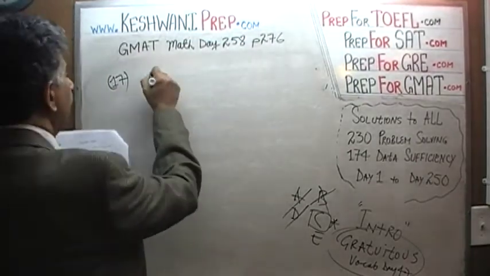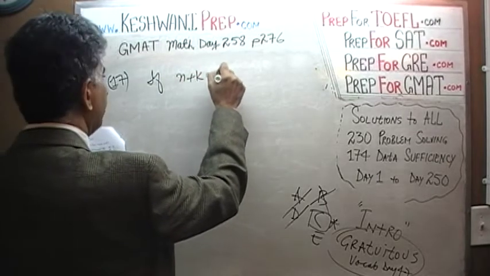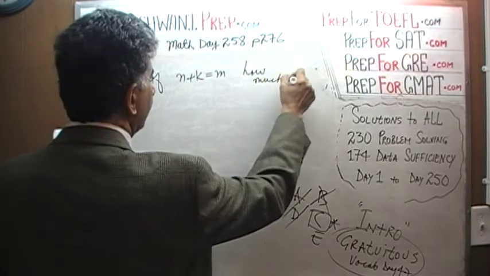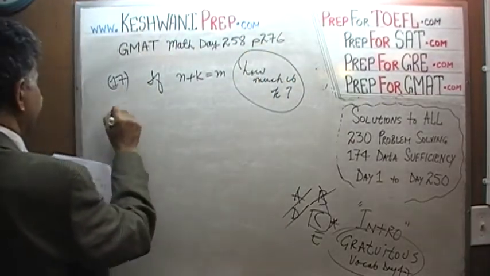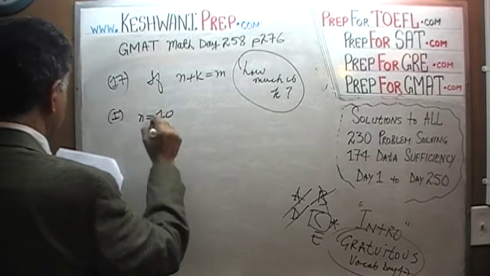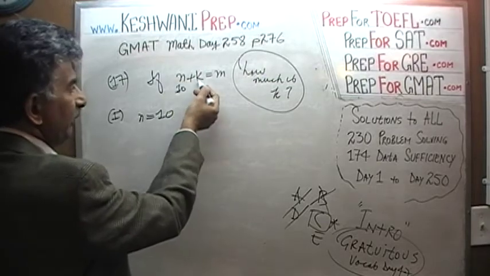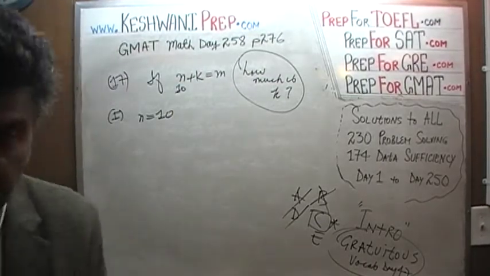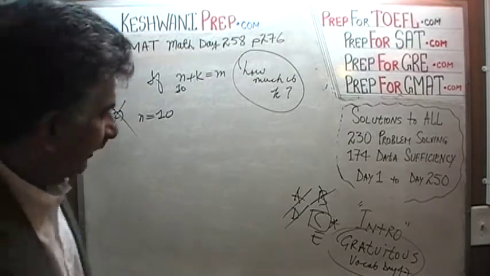Number 17. If n plus k is equal to m, we are told, the question is how much is k? Well, the first statement tells us that n is 10. Simply knowing that n is 10 does not enable us to figure out k unless we know the value of m. And the first statement tells us nothing at all about m. So by itself it is not enough.